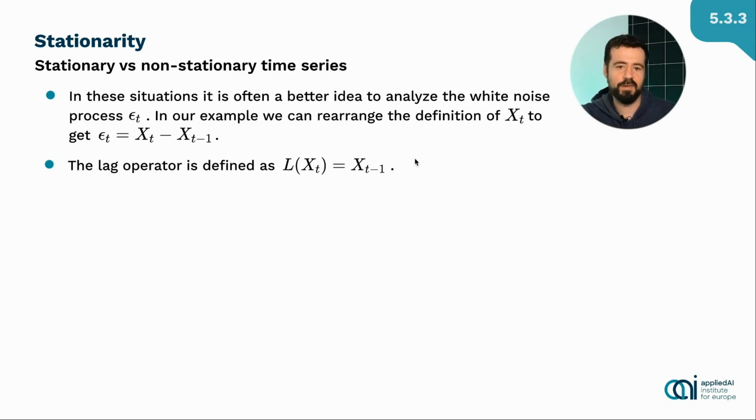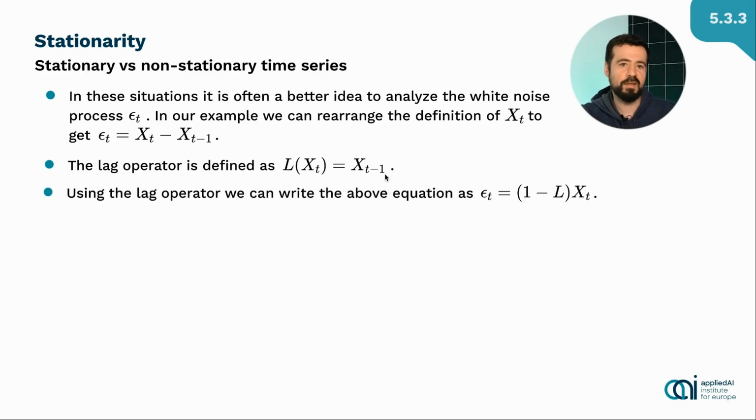And the lag of xt just gives us the previous value, xt minus 1. So this allows us to rather conveniently write the equation that we have up here as epsilon t equals (1 minus lag) of xt. This operation is also called differencing.